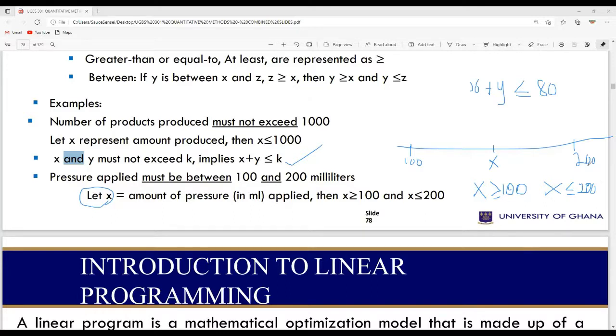Do you get it? Any question up to this point? All right, so let's continue. So the X is in between something. It means the X is greater than the 100 here and it's less than the 200 here. That's what it means. All right, so let's move on.